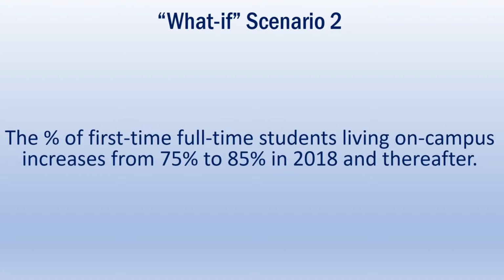So scenario 2 is a little more involved. We're going to change the percent of first-time, full-time students living on campus from 75% to 85% in 2018 and every year after that. So the freshman yield to live on campus, we're going to change. We're just going to bump it by 10% and see what that does to our 10-year projections.